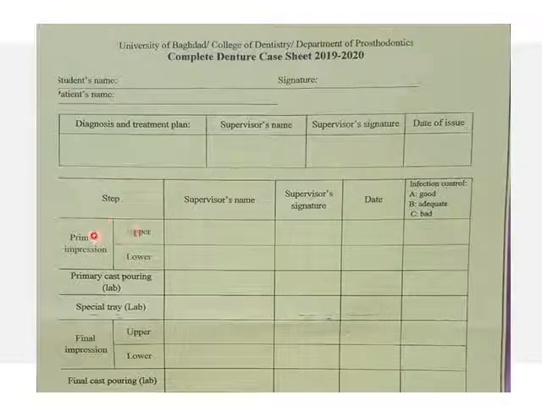Start with the steps: primary impression for the upper and the lower, primary cast, special tray, final impression, final cast boxing, record base, jaw relation registration, teeth arrangement, try-in stage, waxing for the laboratory step, boiling and flasking for the laboratory step, and denture insertion and its details, and the post insertion recalls and notes.